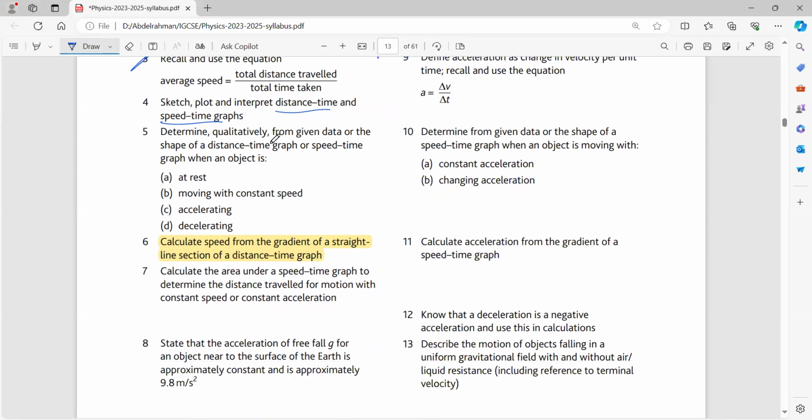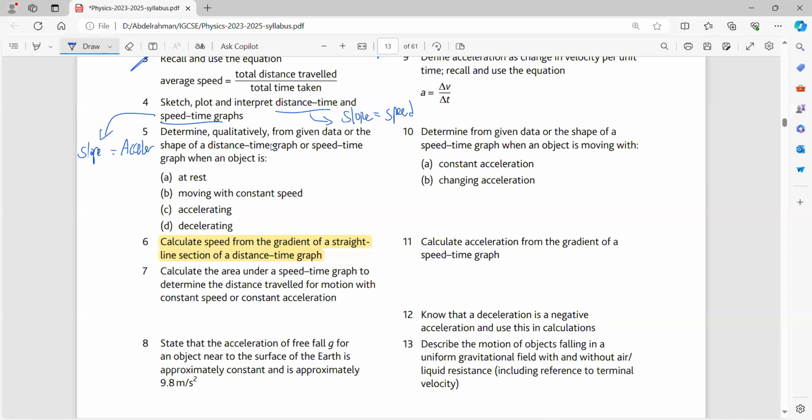How can we find the speed in the distance time graph? The speed in the distance time graph was the slope. What about the slope in the speed time graph? The slope was the acceleration.